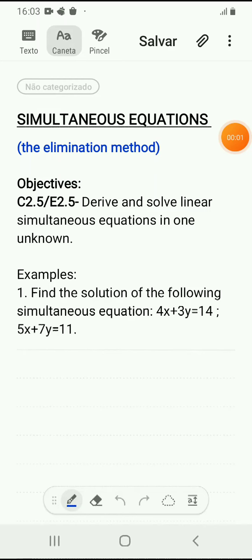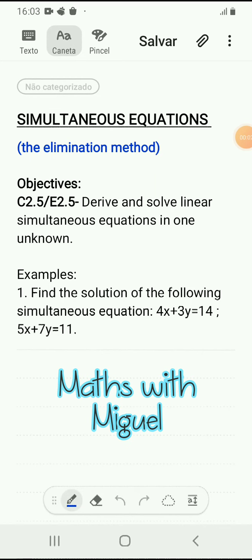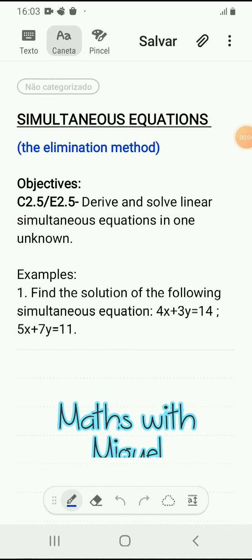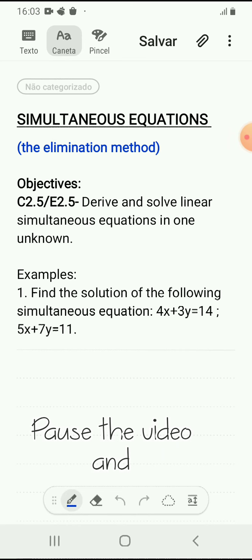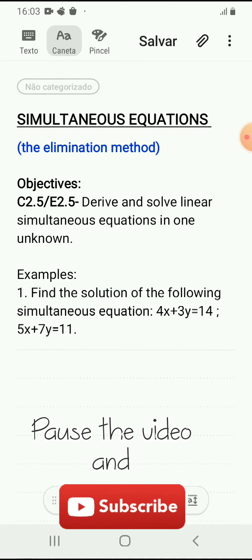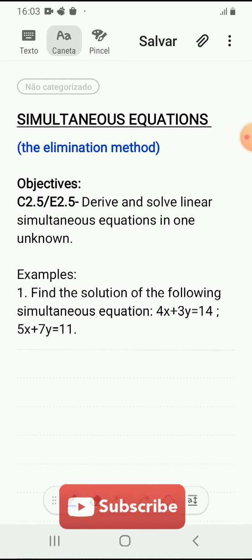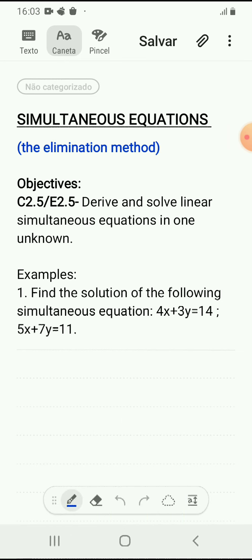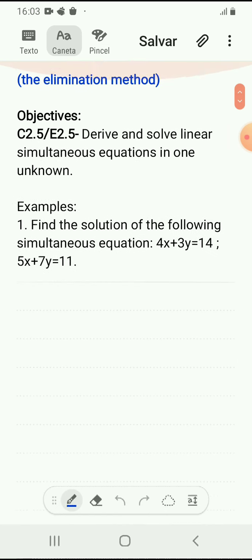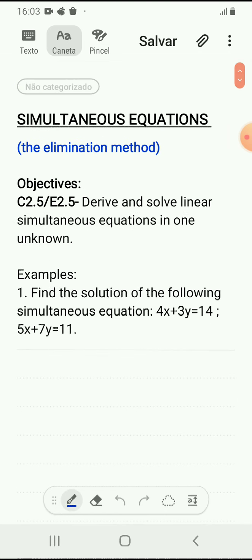Guys, today we look at simultaneous equations, which is part of the second topic of the IGCSE mathematics syllabus, algebra and graphs. We'll look at the following objective for both core and extended. You need to know how to derive and solve linear simultaneous equations in one unknown. To derive is simply to come up with something, right? So in this case, you need to know how to come up with a simultaneous equation from a given question or from a given specified source of information.